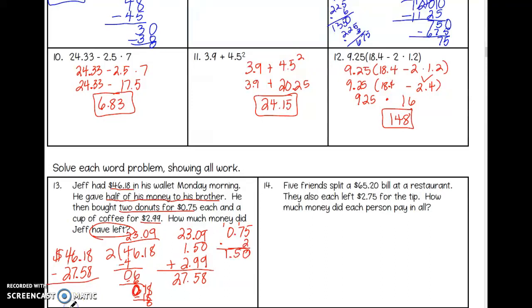I got 18. What? It's still going, I think. It's not, I paused it. Yeah, I got 18.6. Oh, it is. Sorry. I meant to pause it.